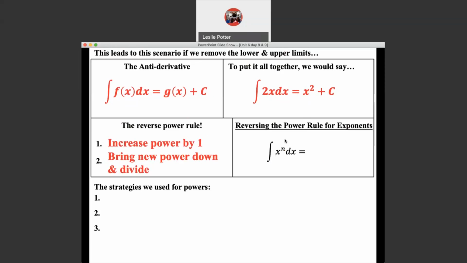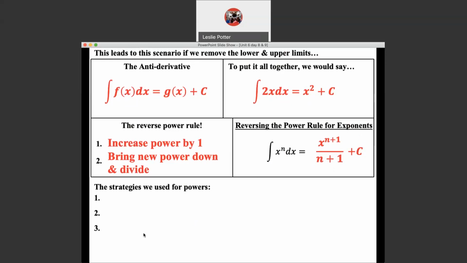If this is a polynomial, it's x to the n power, then its antiderivative has an n plus 1 power, and then we divide by that new power, n plus 1, and then we put the plus C on the end. And so this represents the family of antiderivatives that come from this derivative.